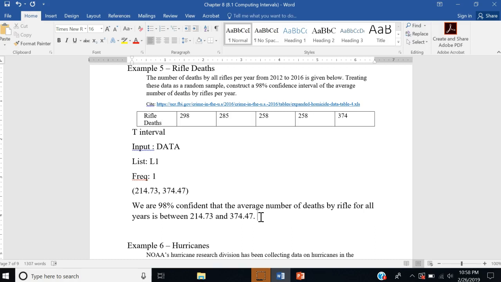So there you go. And again, it would be kind of unusual if there was like a 10-year span in which the 10 years fell outside of there, but it's probably fairly common to have a single year be lower than 214.73 or higher than 374.47.